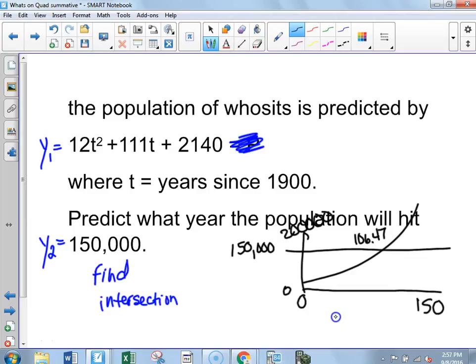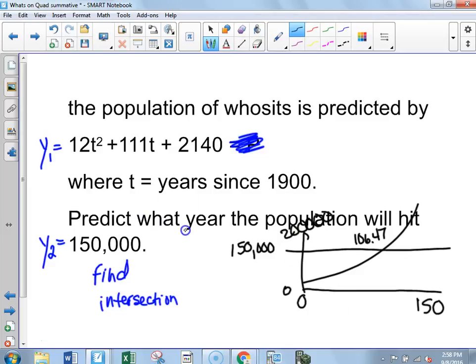Did everybody find that intersection point? Second trace, intersect. Choose choice 5 as intersect. Enter, enter, enter, as long as you don't have more than 2 equations in. Nothing complicated about finding an intersection point. Everybody okay? All right, is that the answer? 106.5?